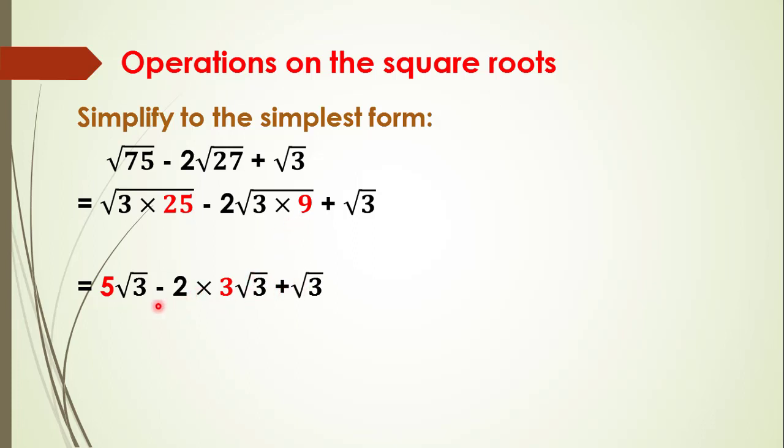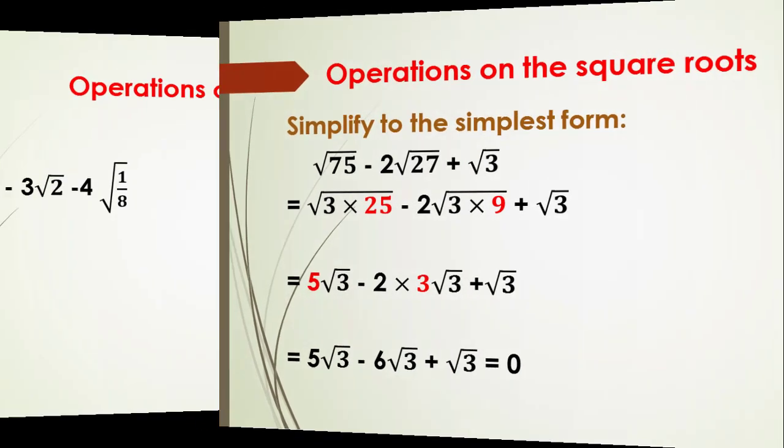Okay, now we can add them together to get 0. 5, and here we have negative 6, and here we have 1. So 5 plus 1 equals positive 6, and here we have negative 6, so the result will be 0.